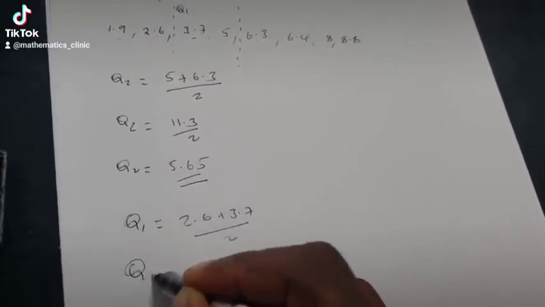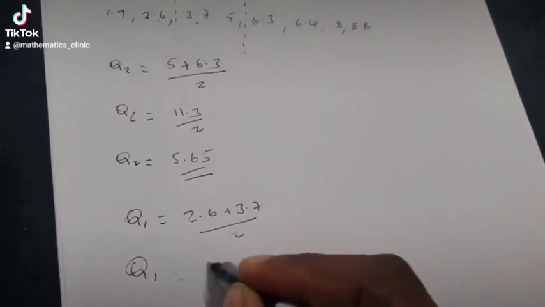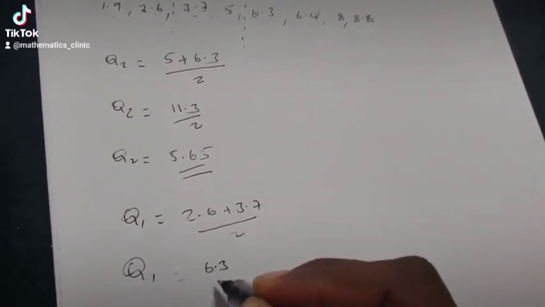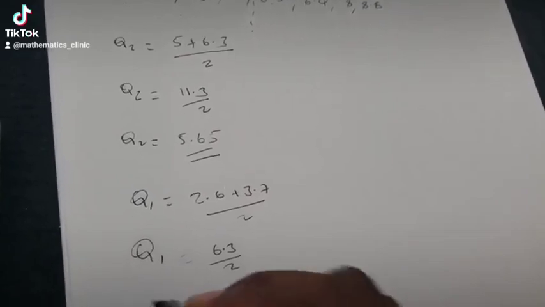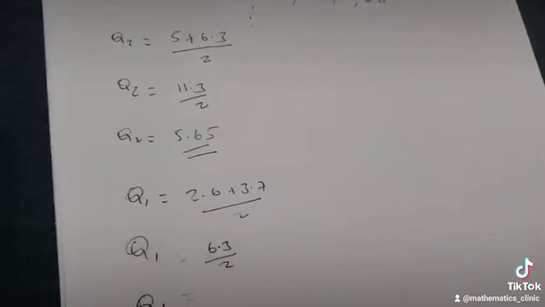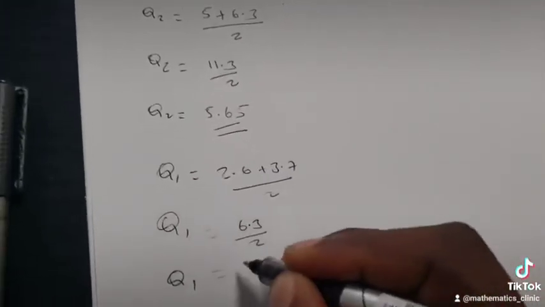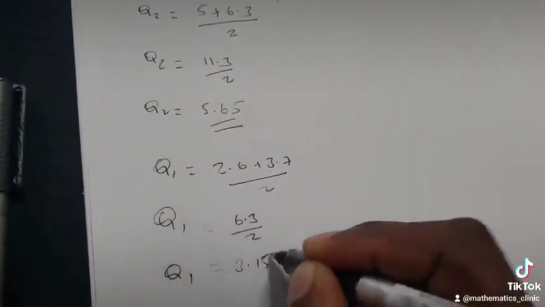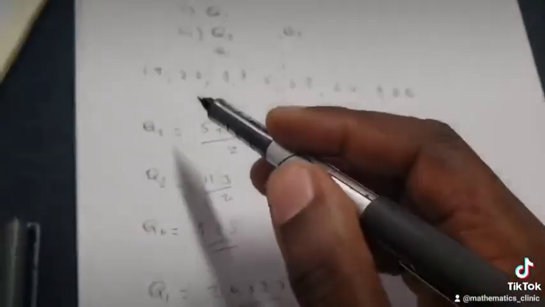What is our Q1? We are finding 6.3 over 2. Then what is 6.3 over 2? We're going to have 3.15, because 30 is 15, so it will be 3.15. This is our lower quartile. So now let's jump in and find the upper quartile.